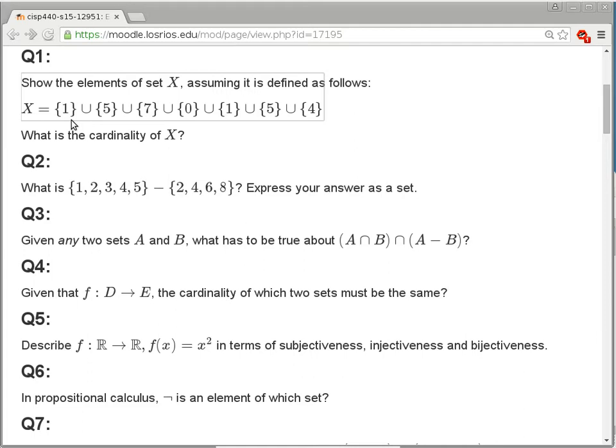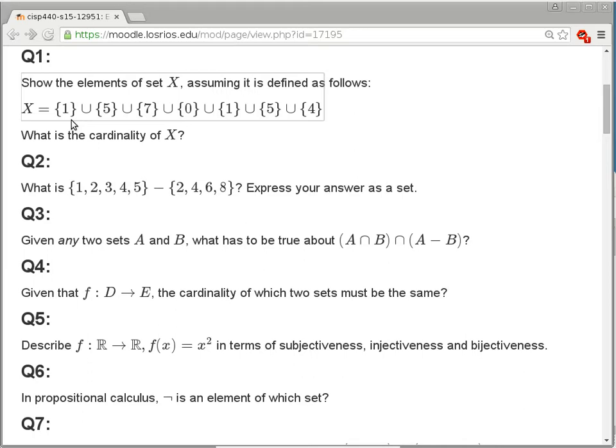0, 1, 4, 5, 7. That is correct. Now it doesn't have to be in that order, okay? Because ordering within a set is not important. So you can just as easily call it the elements 1, 5, 7, 0, 4. That will work just as well. The bottom line is you cannot have duplicate elements in a set. So you don't want to see 5 twice, and you don't want to see 1 twice either in the set.